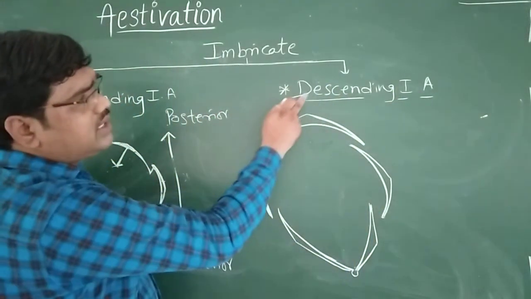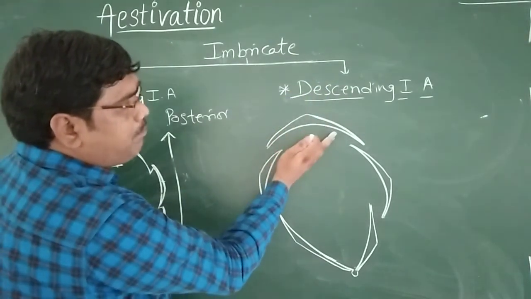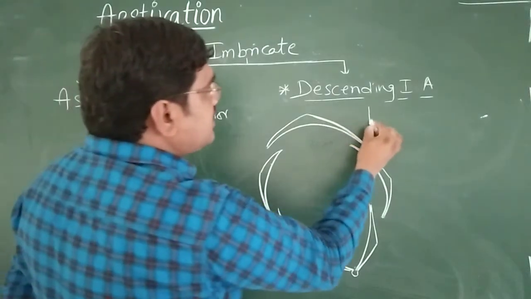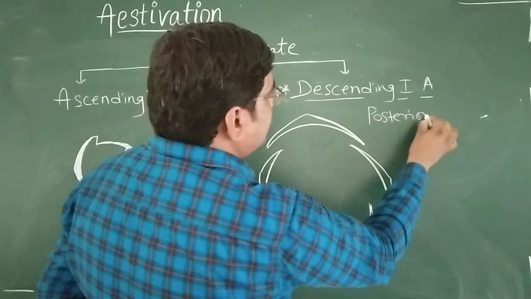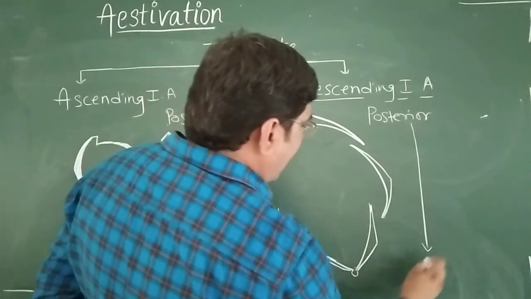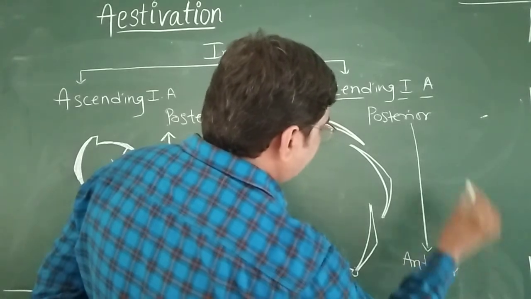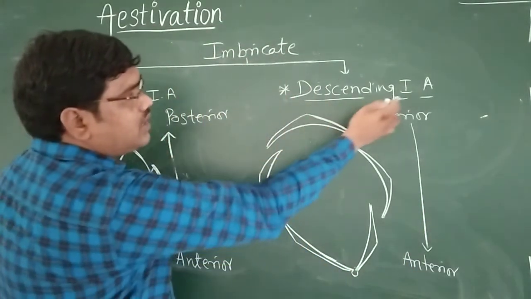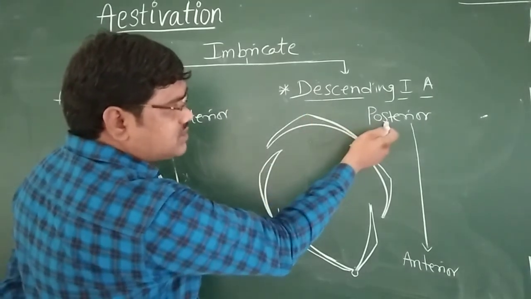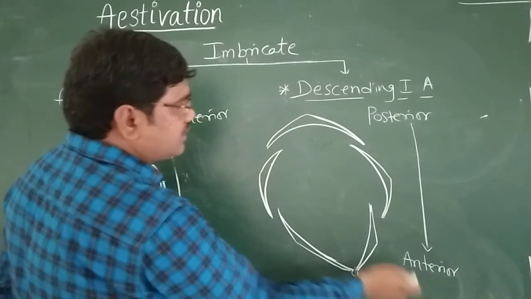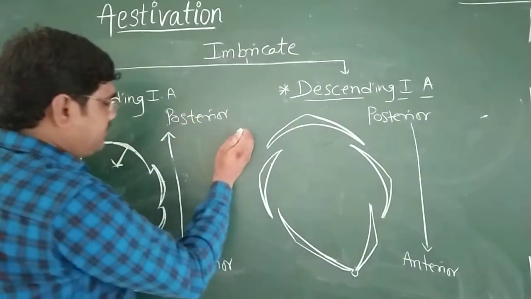In descending imbricate aestivation, the petals are overlapping from the posterior side to the anterior side. This side is posterior. So in descending imbricate aestivation, the overlapping of petals is from the posterior side to the anterior side. So this petal is called, this is the largest petal.